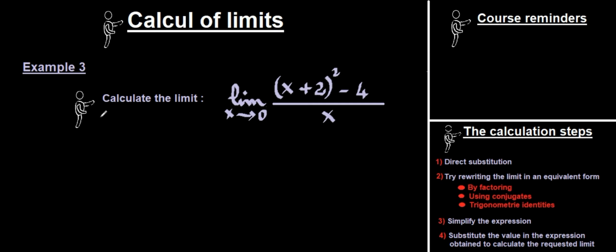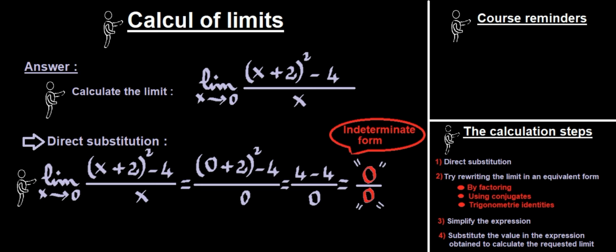Exercise number 3. Calculate the limit as x approaches 0 of the expression x plus 2 squared minus 4 divided by x. Step number 1. Make direct substitution. When we substitute the value x equals 0 in the expression x plus 2 squared minus 4 divided by x, we get the limit 0 divided by 0, which is an indeterminate form.